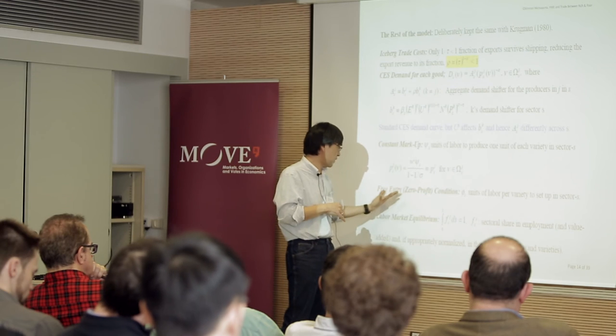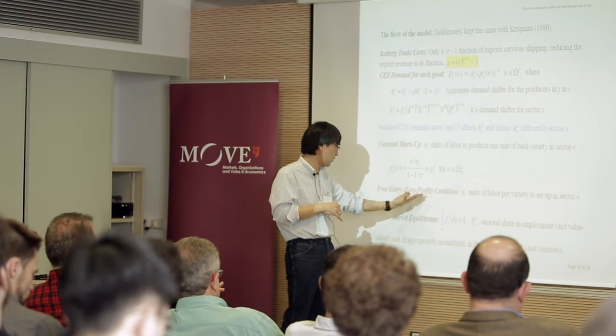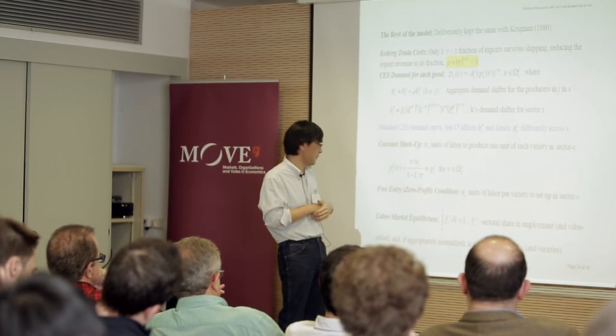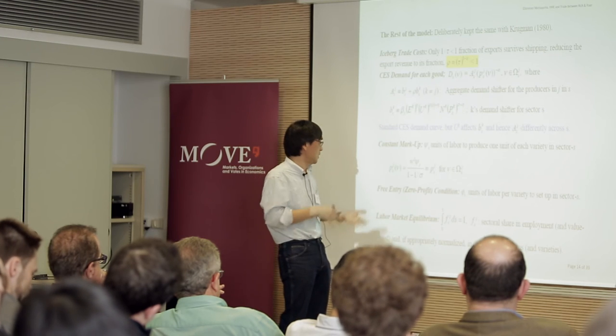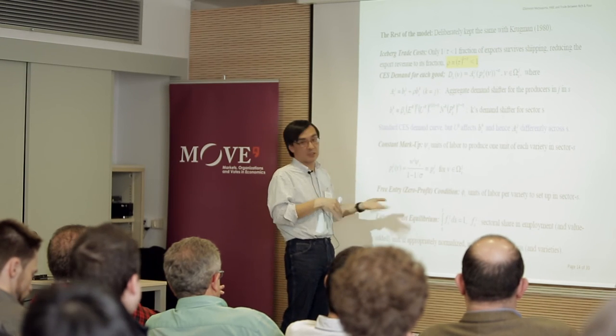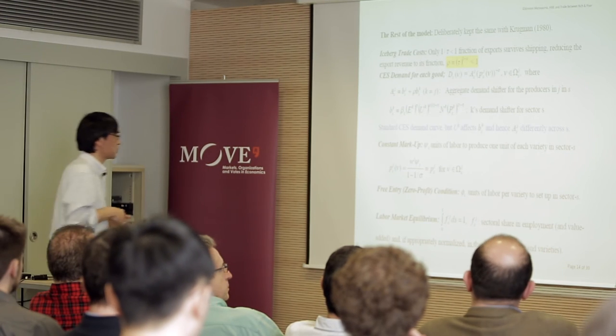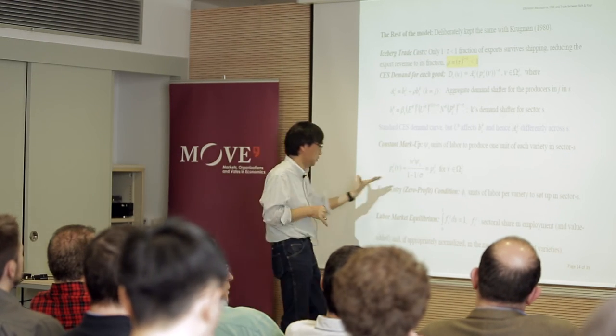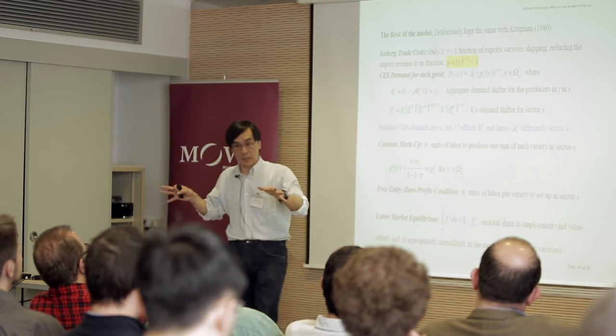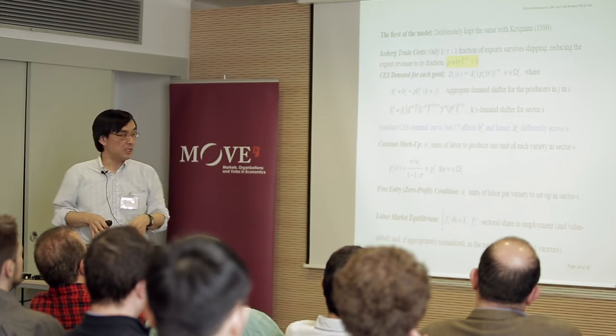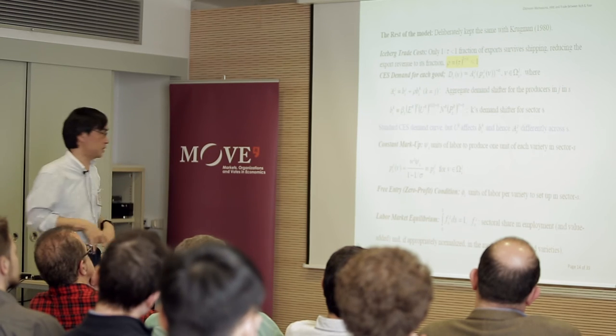The profit would cover enough to cover the fixed cost of entry. But of course, in equilibrium, that cost of entry has to be exactly equal to the gross profit they can earn, so there will be a zero net profit condition that pins down how many varieties are produced in each sector in each country.